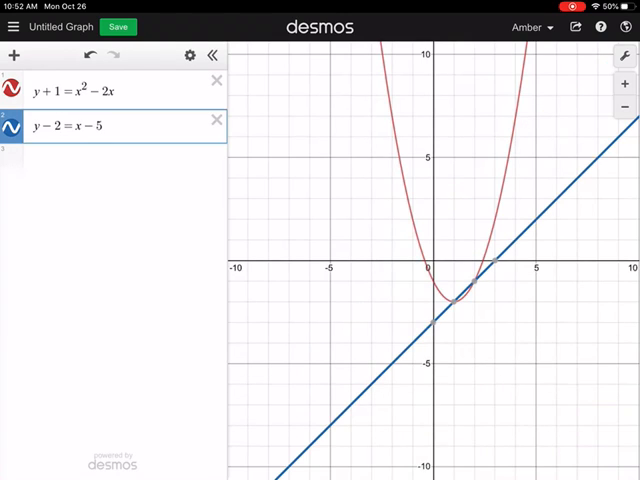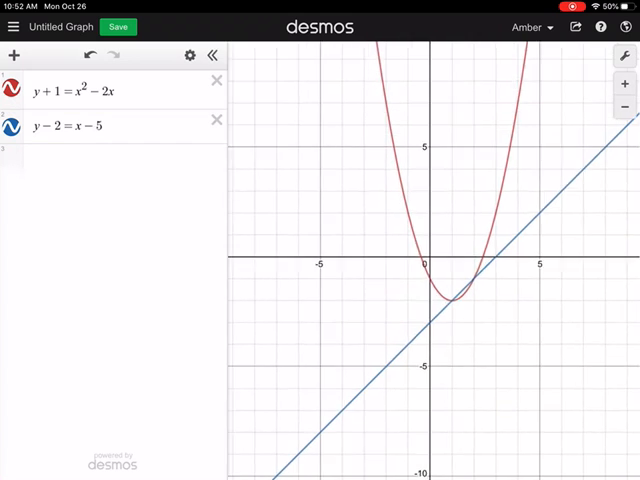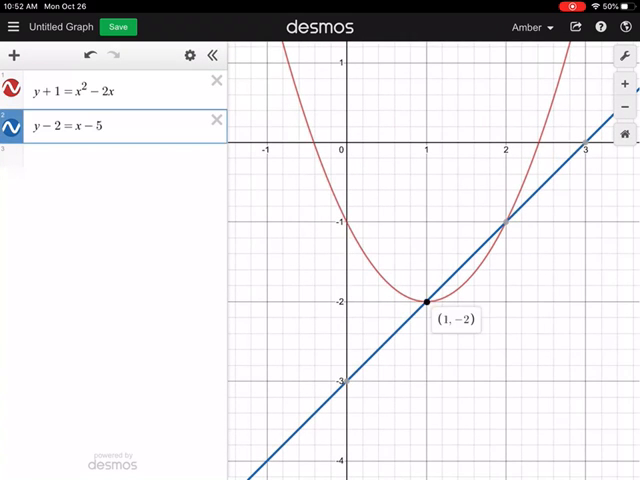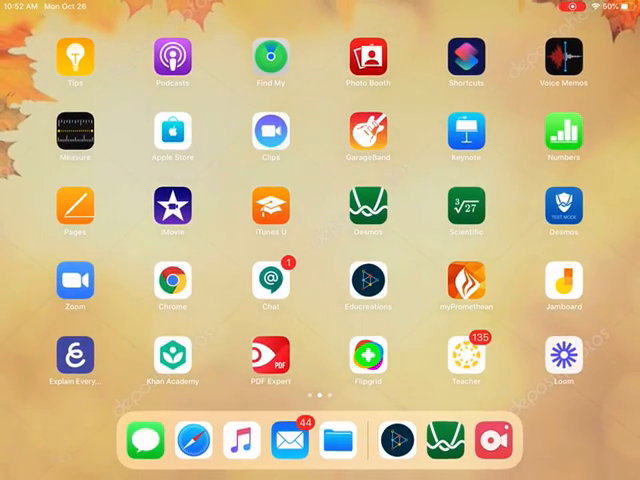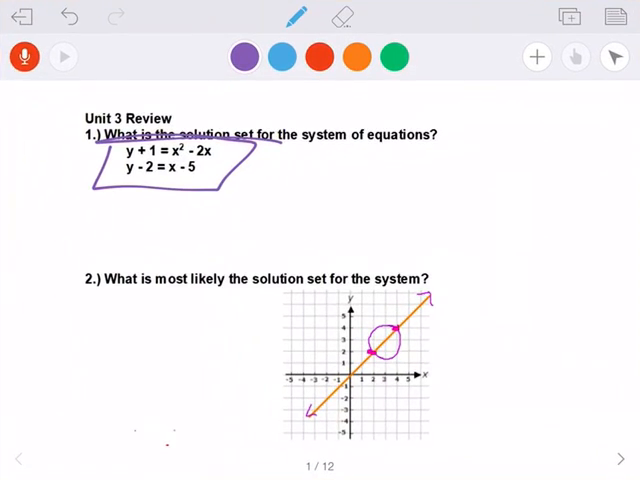So where they intersect each other is what I'm looking to find. So I can zoom in if it helps. 1, negative 2, and 2, negative 1. So those are my two solutions. They don't always have 2, remember, but 1, negative 2, and 2, negative 1 is where they intersect.